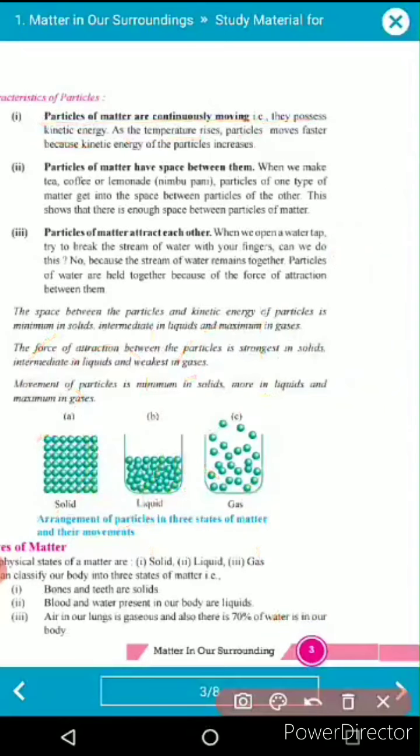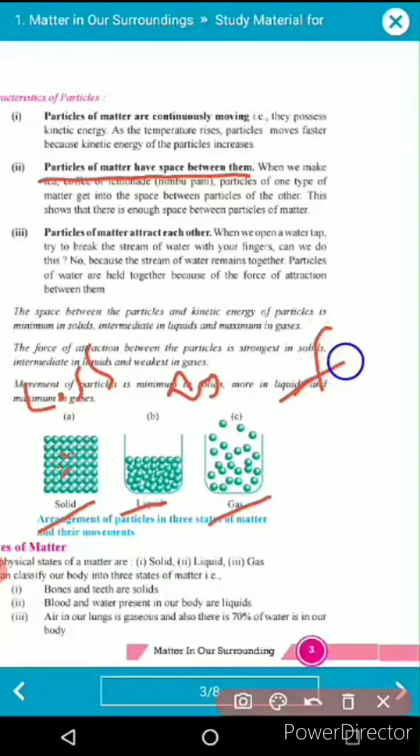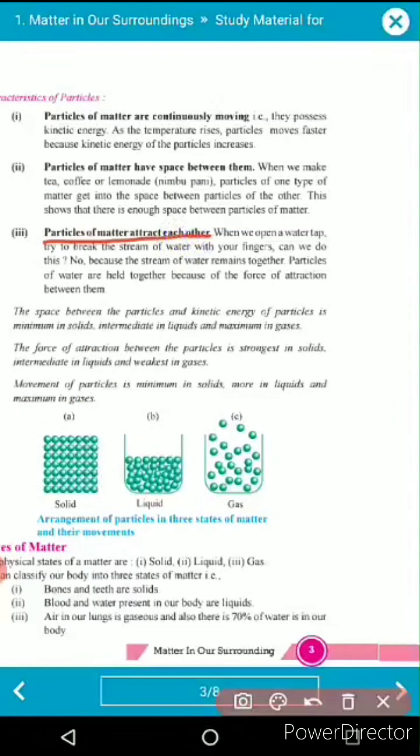Particles of matter have space between them. I already told you, any particles in this universe, either solid, liquid or gas, have some kind of gap. The gap will be very small, average, or very far. So every particle will occupy a space between two individual molecules. Clear? And particles of matter attract each other.